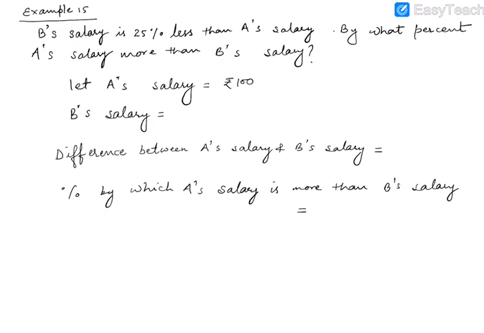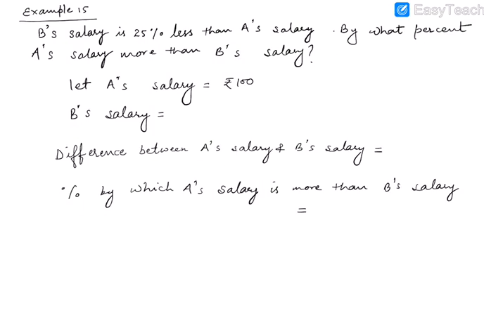Please pay attention. There are two persons A and B, and B's salary is 25% less than A's salary, meaning B is getting 25% less than A. By what percent is A's salary more than B's salary? Very simple question. How much more is A getting than B? In the percentage we have to find out.